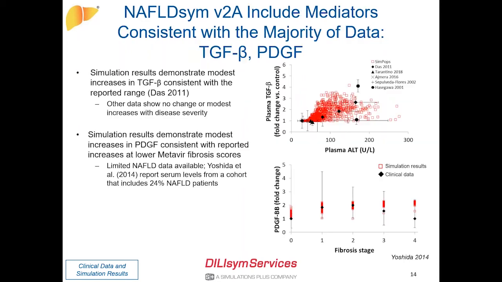Moving from the cells to the mediators, one critical mediator is TGF-beta. Of course, this is the mediator that contributes to activating the stellate cells that leads ultimately to fibrosis. And you can see that using various data sets, we do a nice job of capturing the range of TGF-beta across the clinical spectrum, using ALT as the indicator of severity.